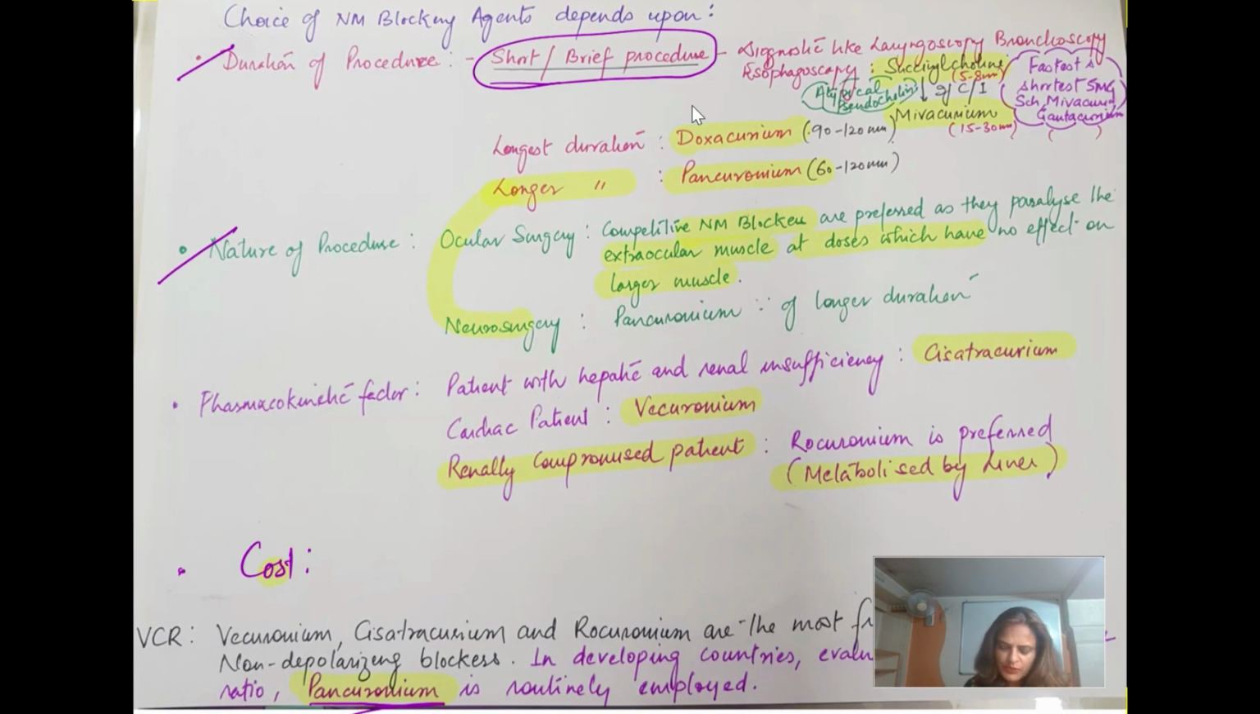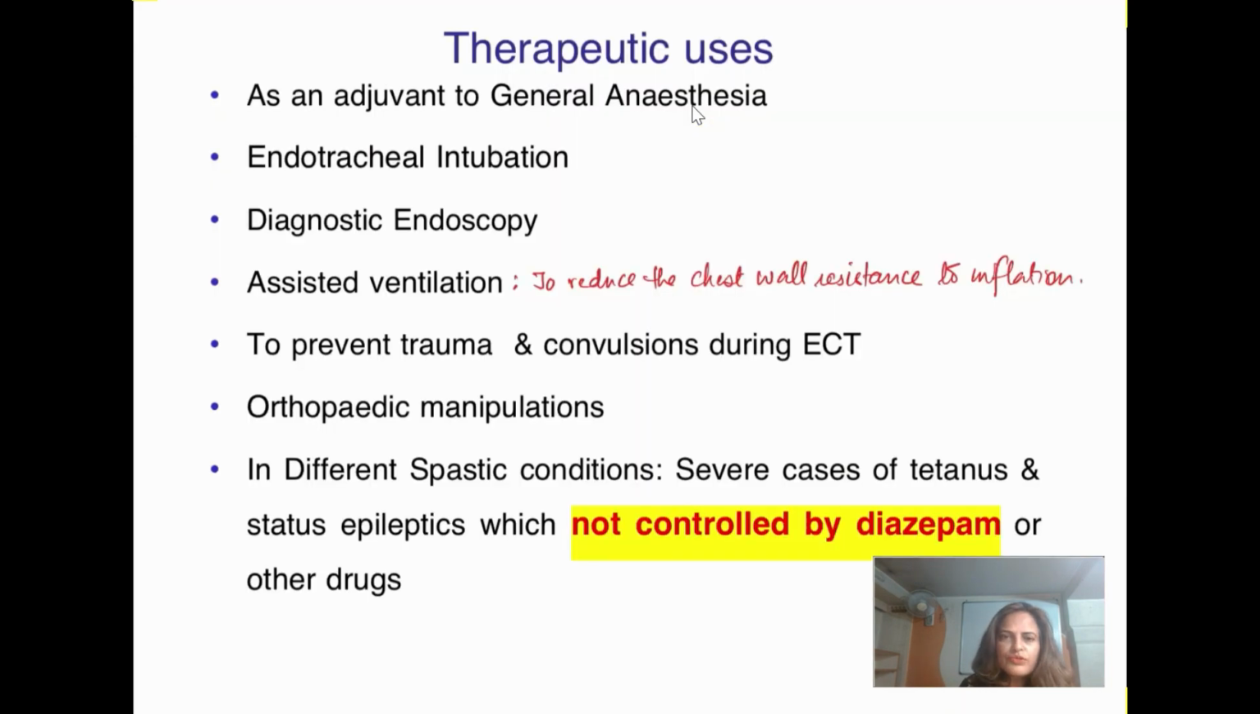Otherwise, the most frequently selected non-depolarizing agents, remember this mnemonic, VCR: vecuronium, cisatracurium and rocuronium. So the choice of neuromuscular blocking agent depends upon many factors. So the most important use of neuromuscular blocking agent is as an adjunct to general anesthesia. Number 2, endotracheal intubation. Here the most important neuromuscular blocking agent which we use is succinylcholine.